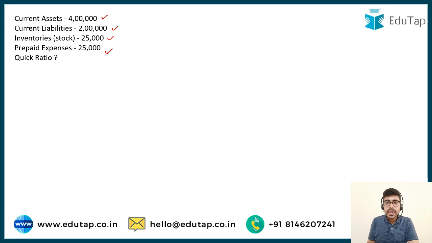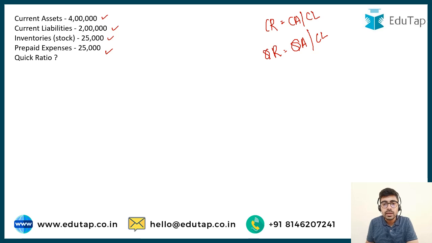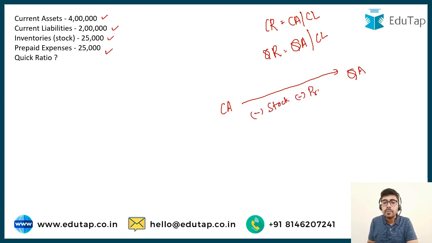Now we know that there are two sorts of liquidity ratios. One is the current ratio. This is very simple, current assets divided by current liabilities. In this case 4 lakh by 2 lakh. And the other one is the quick ratio or liquidity ratio, which is quick assets or liquid assets divided by current liabilities. Now the current assets and the quick assets are different. From the current assets we have to subtract what? We have to subtract stock and we have to subtract the prepaid expenses, and then we arrive at the figure of quick assets.